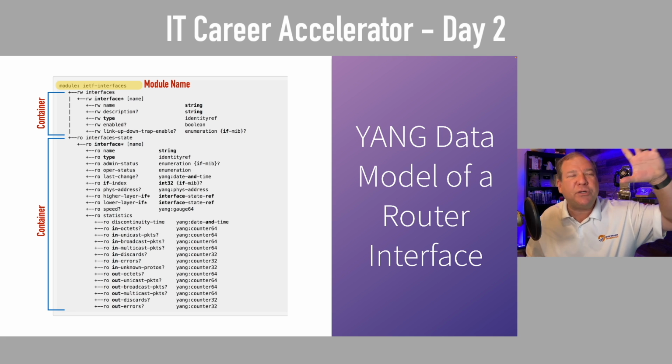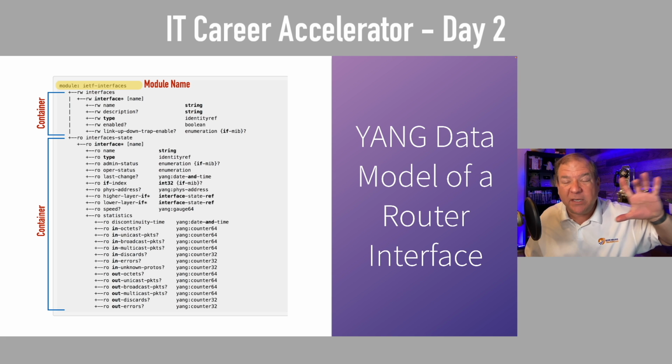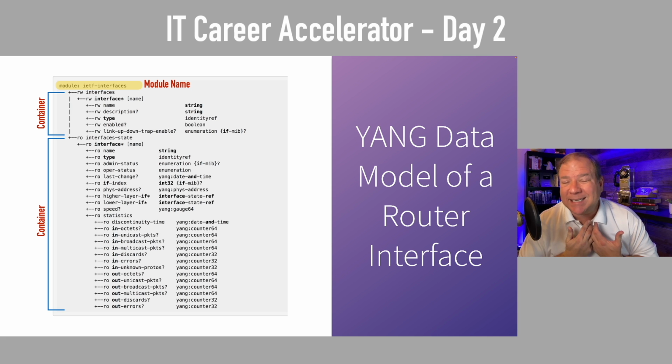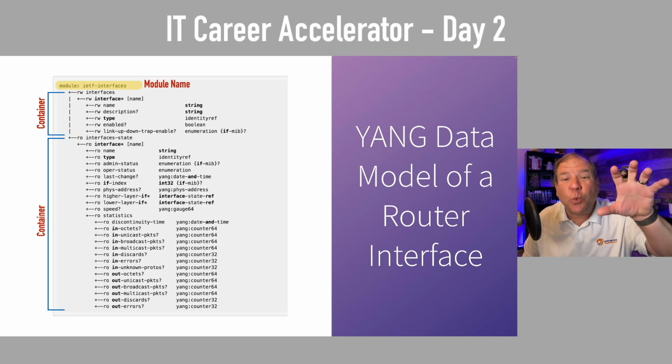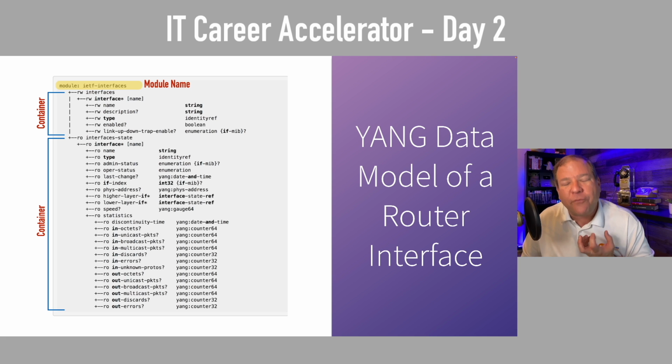And we've got a section of read-write information, things that we can change. And we've got another section. These sections are called containers. We've got a section of read-only information. So if I'm trying to retrieve statistics from a router interface, are you dropping packets? What's your bandwidth utilization right now? How many unicast versus multicast packets are you sending? That's read-only statistical information that I can pull from the router.